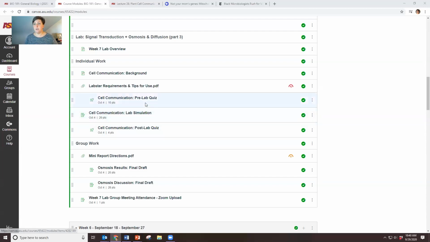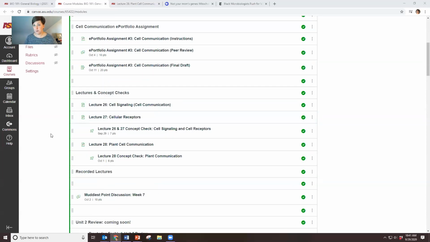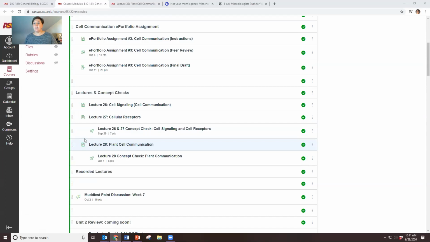But all the questions and all the answers are found in the simulation. All right, so that's what we're doing for cell communication, a very important topic in biology, one that is inescapable. No matter what field you're going into, you're going to be talking about how that organism interacts with its environment, and therefore it's very important to understand how organisms interact with their environment. So that's what we're doing for lecture and lab.